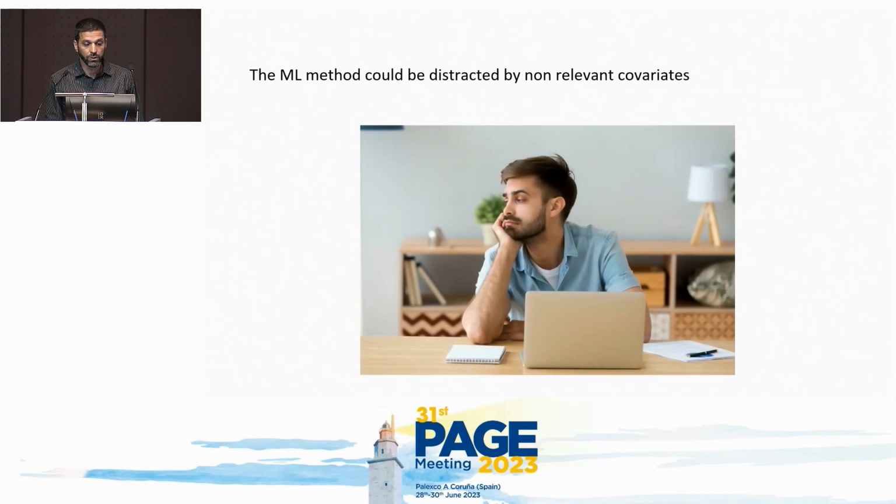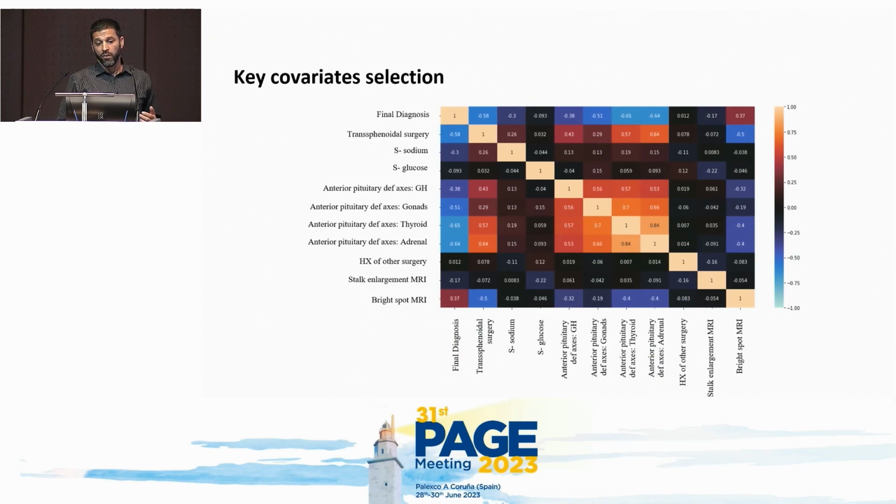The machine learning method could also be distracted by non-relevant covariates. So I would like now to take you by the hand through how I chose the covariates for this problem. First, we take a heat map of correlation between selected covariates and the final diagnosis, and between each other. We already see here that there are 4 covariates that have a correlation of R squared bigger than a quarter. That makes them already very useful. We can use them.